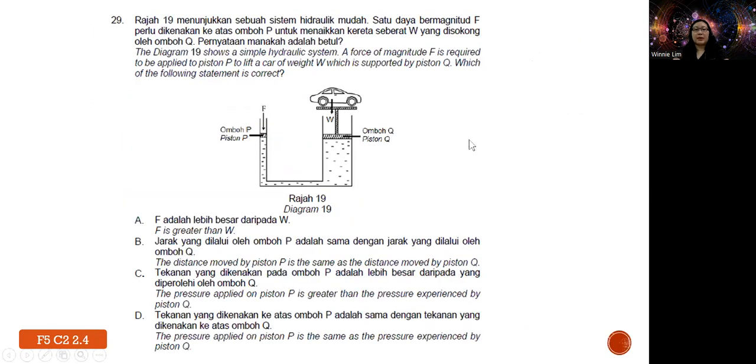29. Diagram 19 shows a simple hydraulic system. A force of magnitude F is required to be applied to the piston P to lift a car of weight W, which is supported by piston Q. Which of the following statements is correct? They want the correct one.